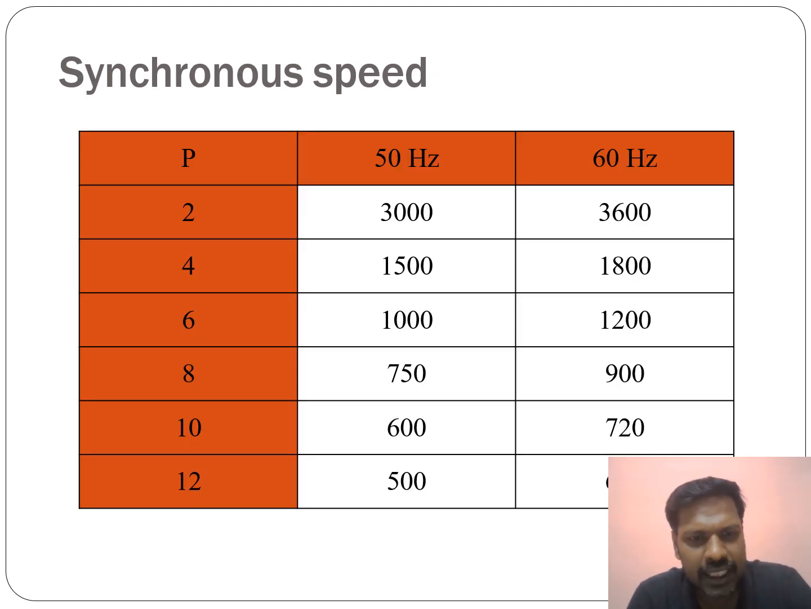The synchronous speed in revolutions per minute is given by the well-known formula: N_sync equals 120 F divided by P, where F is the frequency in hertz and P is the number of poles. These values are useful for quickly estimating the approximate speed of an induction motor for a given supply frequency and pole number.